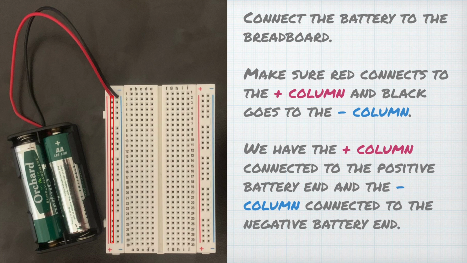And just as some breadboard review, in the red column we can see that in this box everything is electrically connected, and in the blue column, in the black box, everything is electrically connected too.